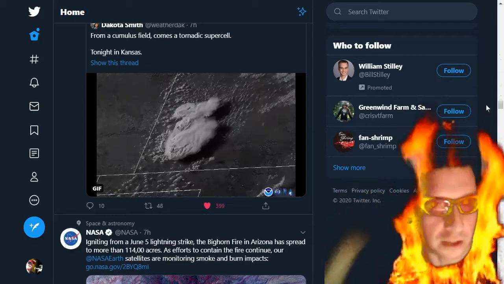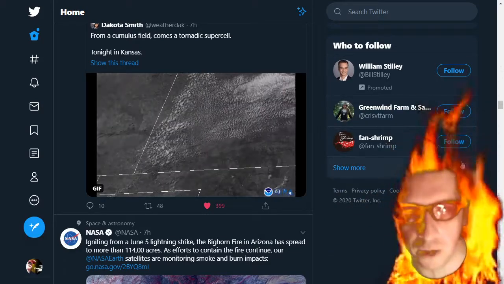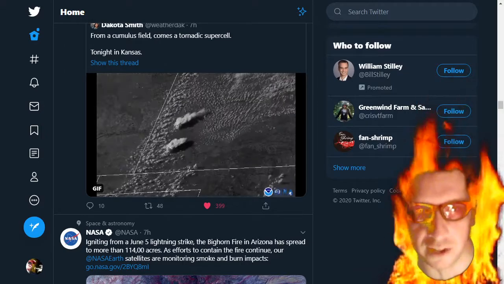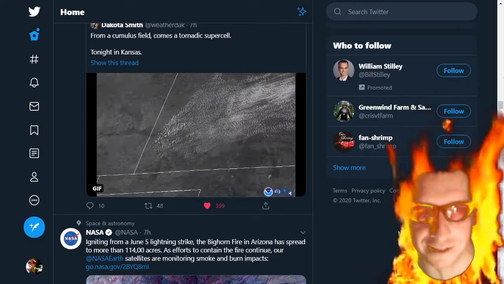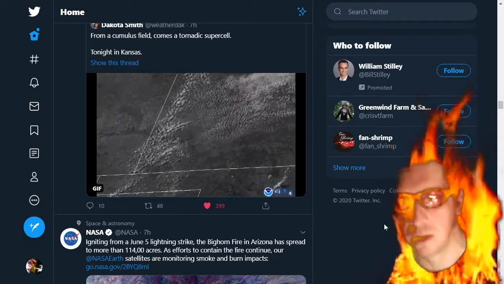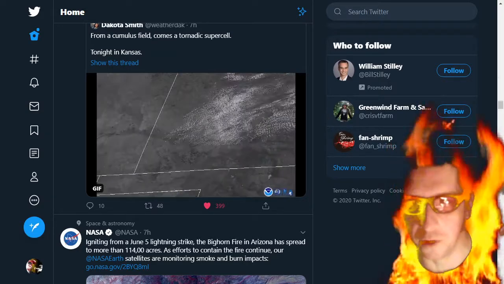And check it out. Dakota Smith putting up a great animation here of sudden cloud nucleation over Kansas. So check it out. There's the tornadic supercell formation. And we're hoping you weren't under that one.